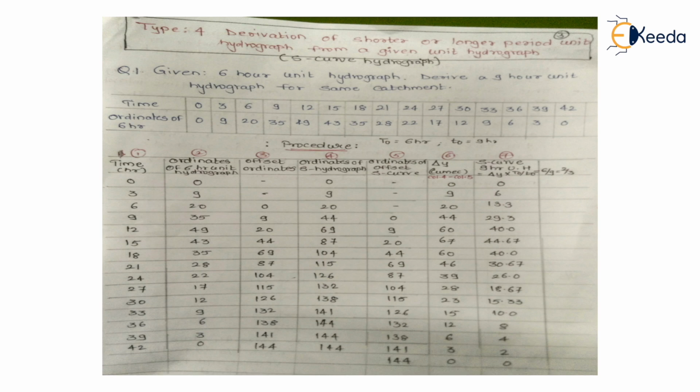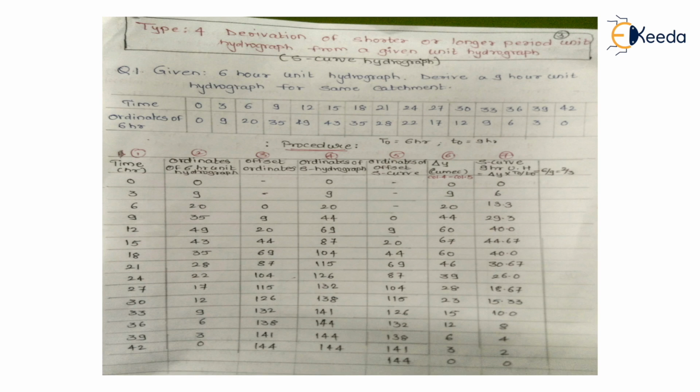So here you can see 35 plus 9 is 44, 49 plus 20 is 69, 43 plus 44 is 87, 35 plus 69 is 104, 28 plus 87 is 115, then 22 plus 105 is 126, 17 plus 115 is 132, 12 plus 126 is 138, 9 plus 132 is 141, 6 plus 138 is 144, again 3 plus 141 is 144. Just remember, the S-curve is produced by continuous effective rainfall of a constant rate. So here we get a constant value, 144. 0 plus 144 is again 144, and the value remains constant.